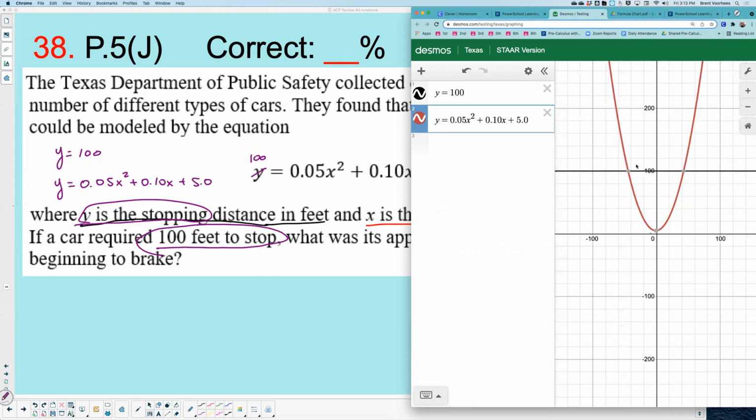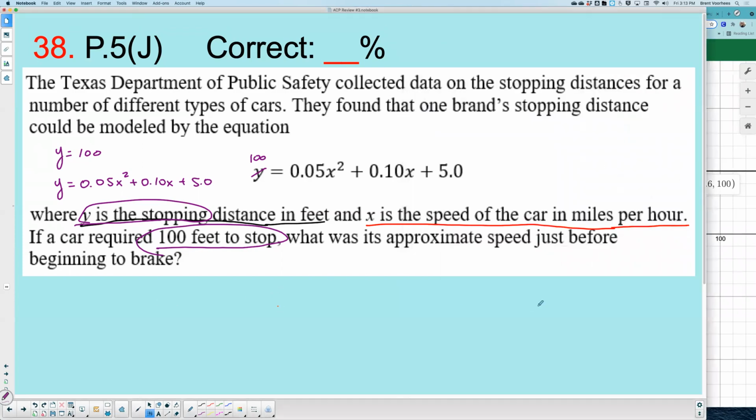Now remember, real world, you don't take the negative answer, you only take the positive. The positive answer is 42.6, and this is in miles per hour. So x is the speed of the car, miles per hour, which was approximately 42.6 mph, and that would be our solution here.